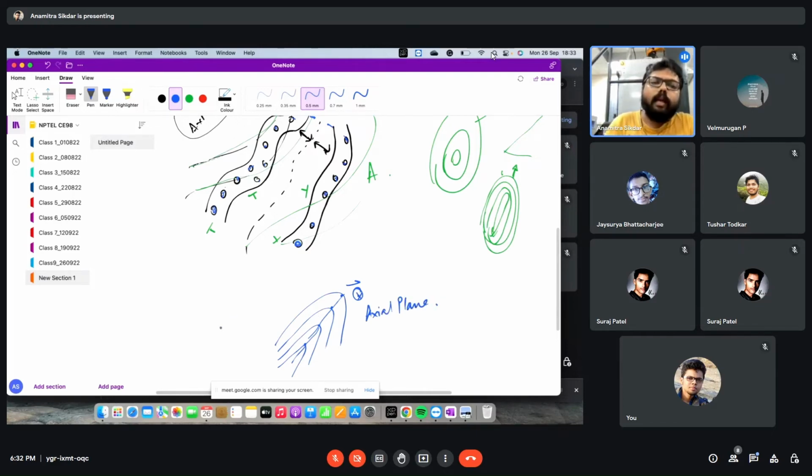Right? And when the axial plane cuts the form surface of the fold, the lineation we call fold axis, right?